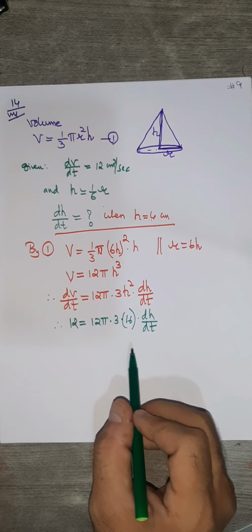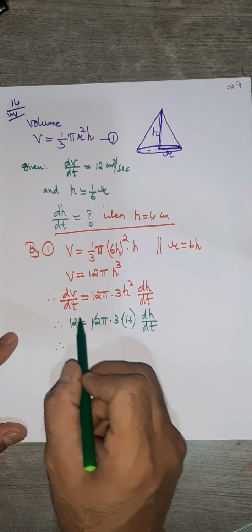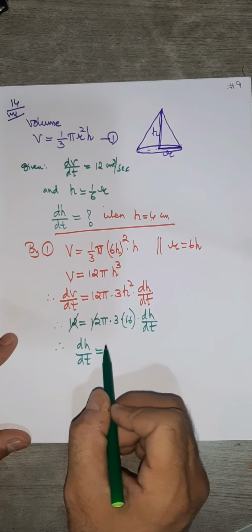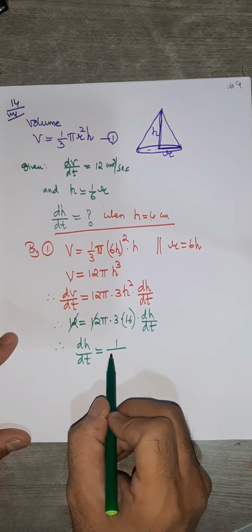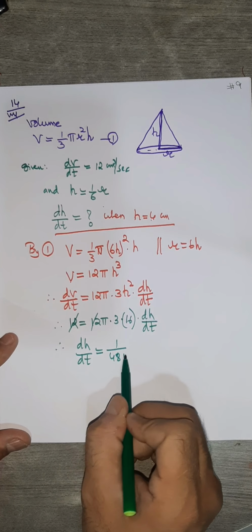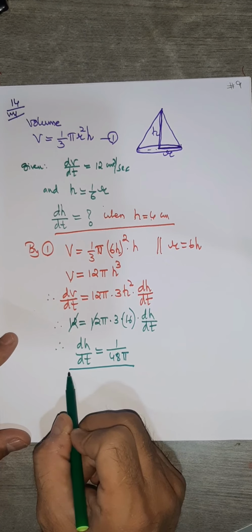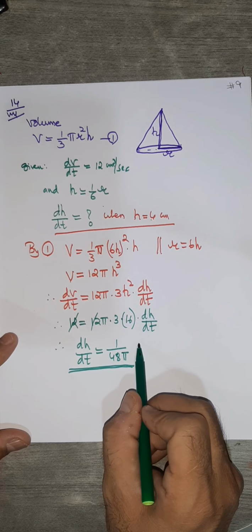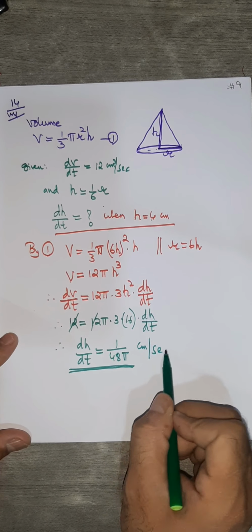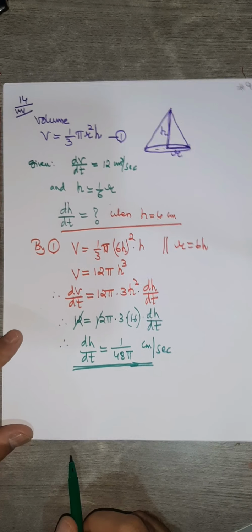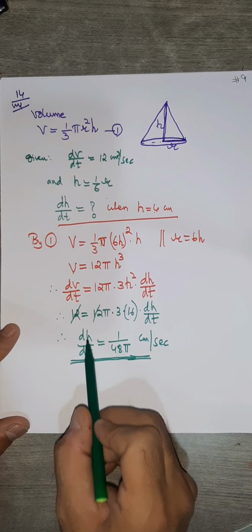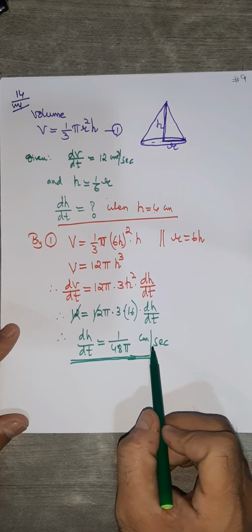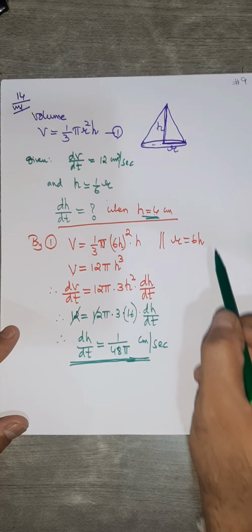So therefore, finally here, 12 will cancel. We have dh by dt equals to, this will go down, 48 pi. Right? This much is the change in the height with respect to time, centimeter per second. Change in the height with respect to time is 1 by 48 pi when h is 4 centimeter.